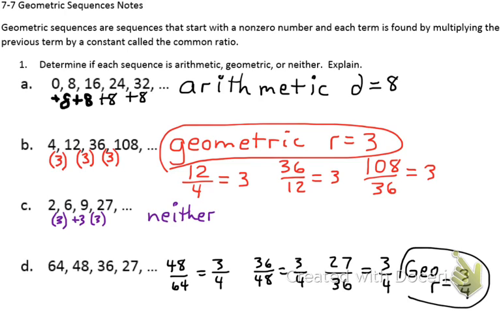Now you could show by multiplication that from left to right you multiply by 3/4 each time. 64 times 3/4, you get 48. 48 times 3/4, you get 36, and 36 times 3/4 gives us 27.